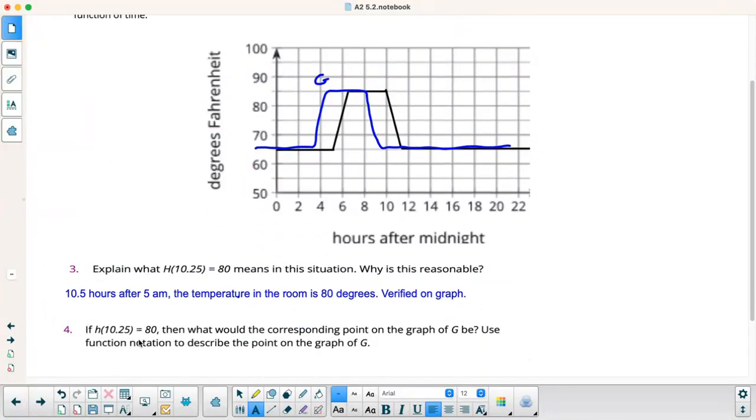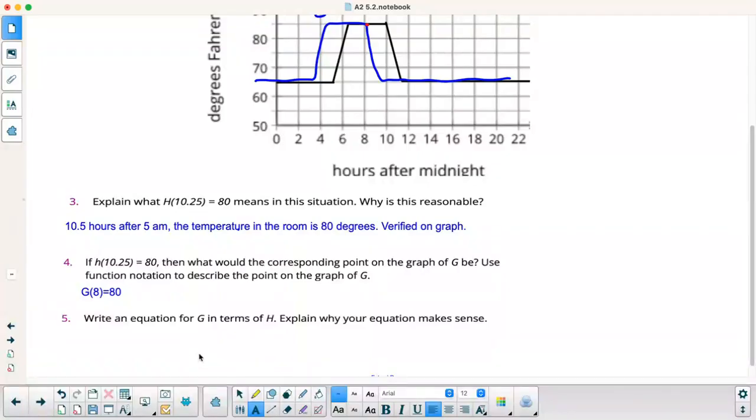If h of 10.25 equals 80, then what would the corresponding point on the graph of G be? Well, it'd be 8. It'd be this point right here, because this point moved left there. Okay, so it would be G of 8. So I'd say G of 8 equals 80. Okay, now notice we moved to the left.